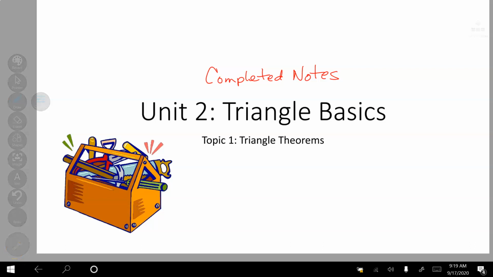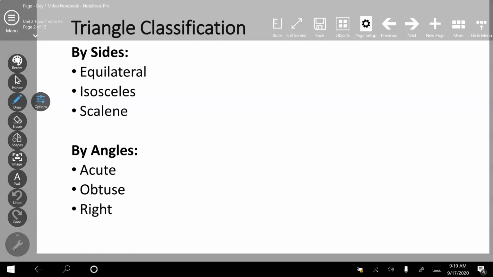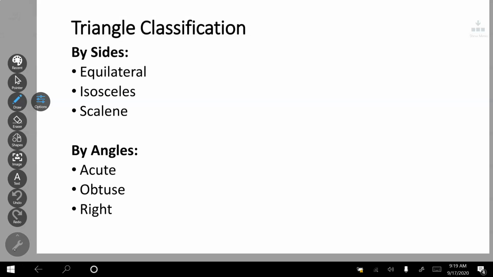Okay, class, today we begin Unit 2, Triangle Basics. We're going to be looking at triangles, and obviously with triangles we're going to have angles, which we studied a little bit in Unit 1. Okay, different ways you can name triangles.